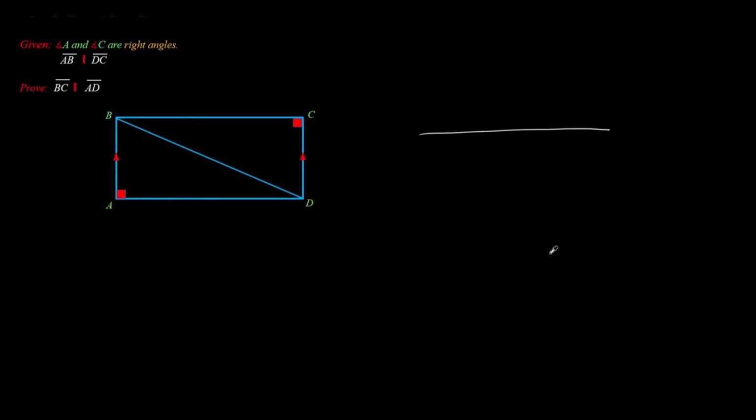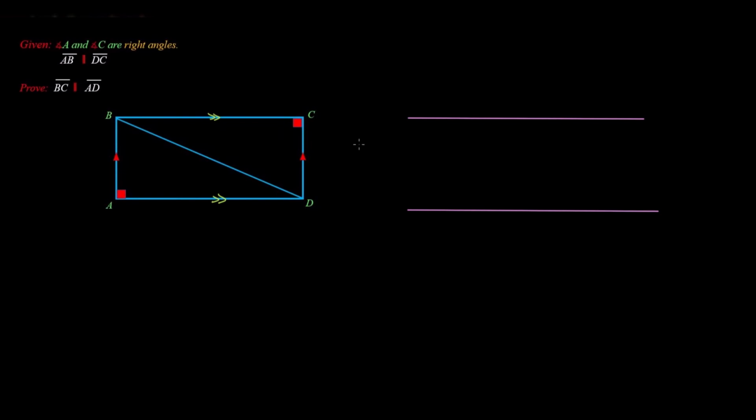So if we are to prove that BC is parallel to AD, we have to prove one of them: alternate interior, alternate exterior, corresponding, and all that stuff. Well, do we see that in here? Where are those angles? Let's draw out BC over here. Let's draw out AD over here. And where's the transversal?